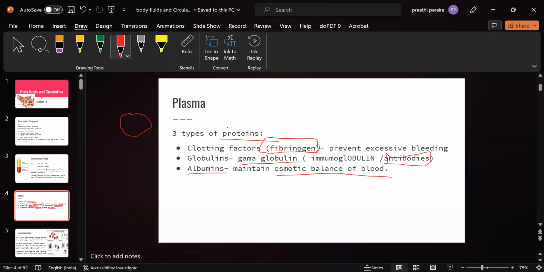Okay, so these three proteins make up 6 to 9% of the plasma.